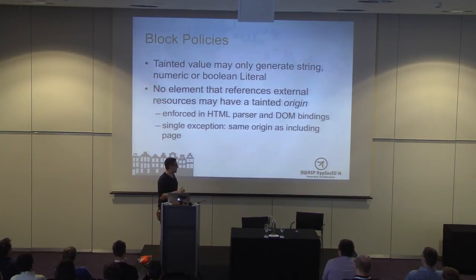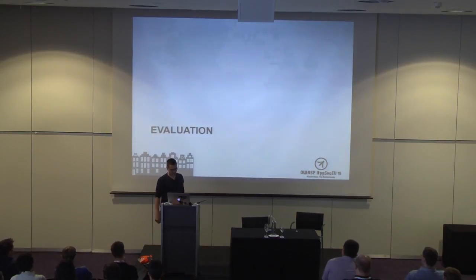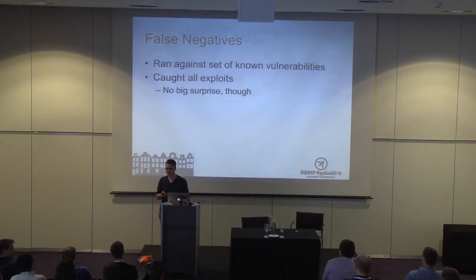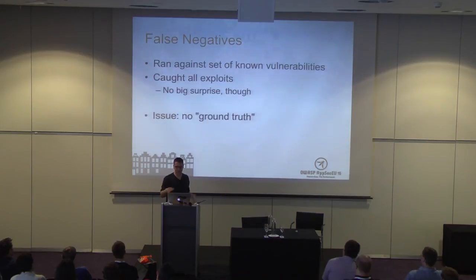Now that we have this solution, we evaluated it in three different dimensions. First of all, false negatives. We ran it against the set of known vulnerabilities that we had, and it caught all exploits. This is not a big surprise because it was our test set to check the soundness of our engine. The issue is that we don't have a ground truth; we don't have all client-side XSS on the web, only a fraction. But I think the concept is sound, and if something allows an attacker to bypass our protection, it's an implementation issue that should be relatively easy to fix.